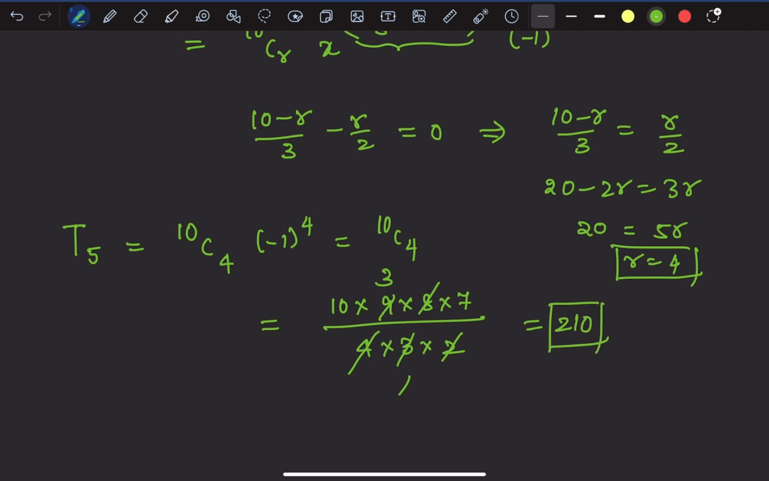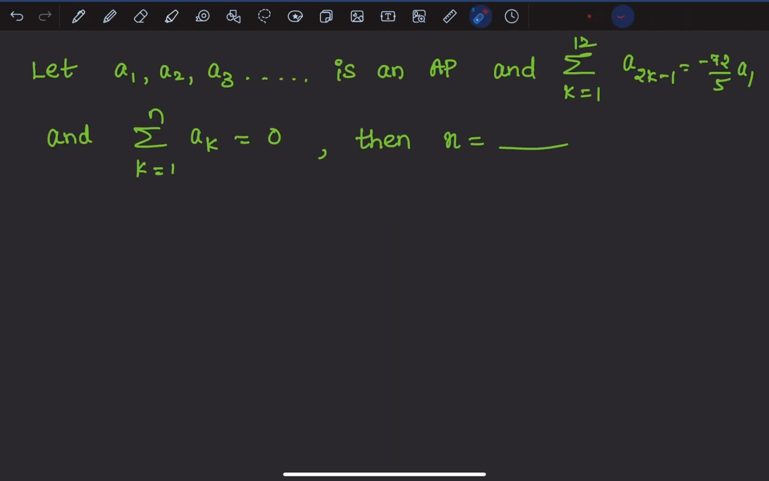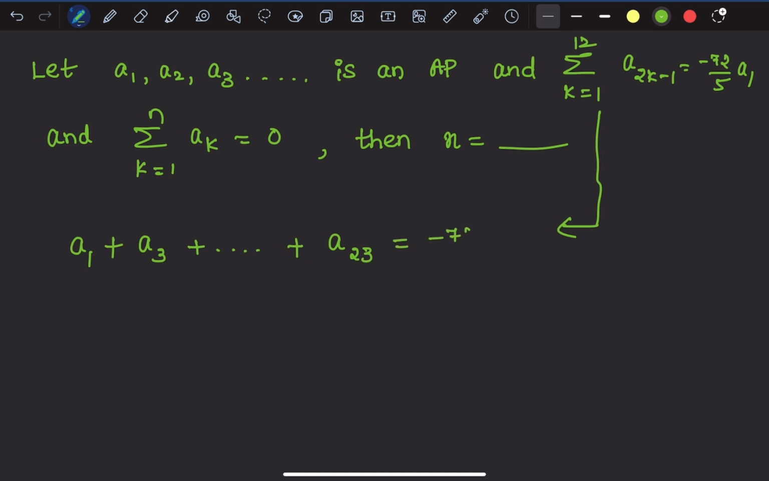Alright. So next we have a question from progressions. This a1, a2, a3 and so on is an arithmetic progression, and this is a condition that is given, and we have one more condition given, and we have to find the number of terms. So let us see what the first condition is. When you put k equal to 1, that will be a1. When you put k equal to 2, it will be a3. When you put k equal to 12, it will be a23. So this is simply minus 72/5 a1. This is given, and from the second condition we can write a1 plus a2 plus a3 plus and so on plus an is equal to 0.